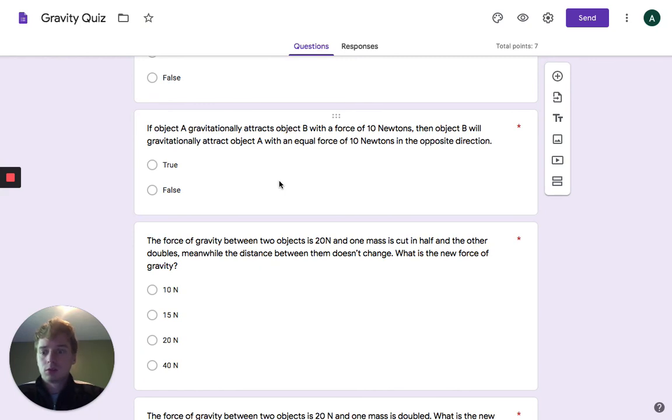Here are two answers to some quiz questions. If object A gravitationally attracts object B with a force of 10 newtons, then object B will gravitationally attract object A with an equal force of 10 newtons in the opposite direction. That is true. I know I mentioned that in the review. Object A and object B are pulling each other equally, so true. Make sure you put true for this number.